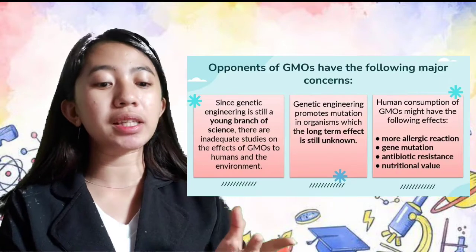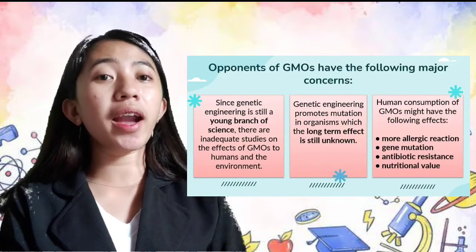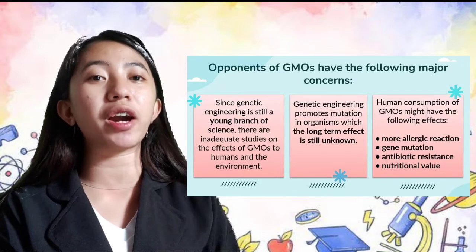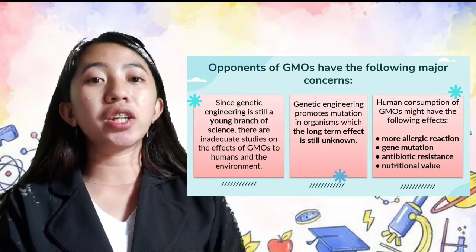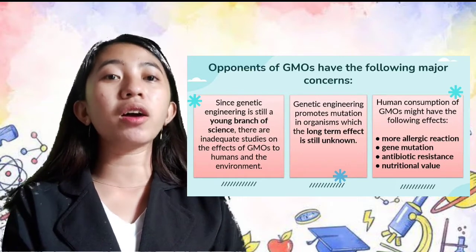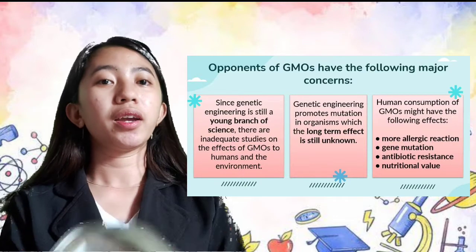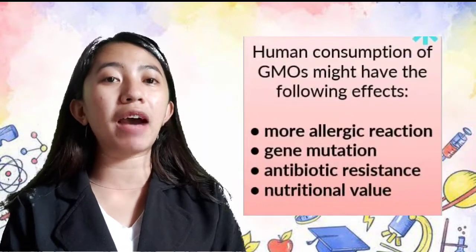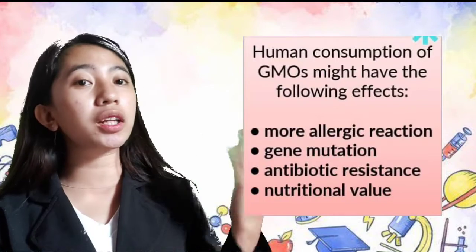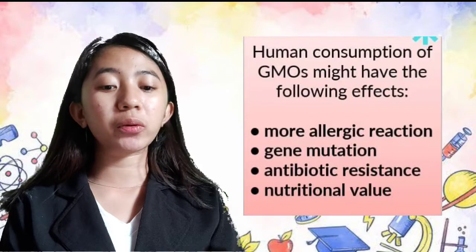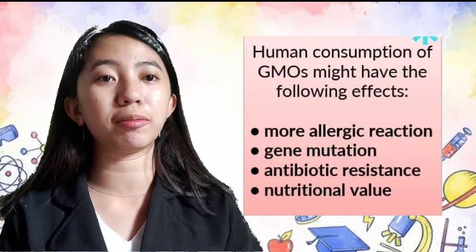The opponents of GMOs have the following major concerns. First, since genetic engineering is still a young branch of science, there are inadequate studies on the effects of GMOs on humans and the environment. Second, genetic engineering promotes mutation in organisms, of which the long-term effect is still unknown. Third, human consumption of GMOs might have the following effects: more allergic reactions, gene mutation, antibiotic resistance, and changes in nutritional value.